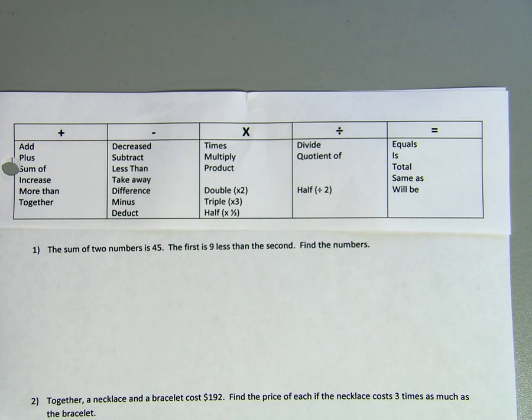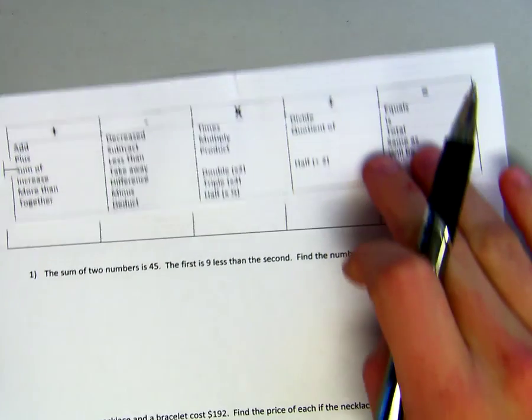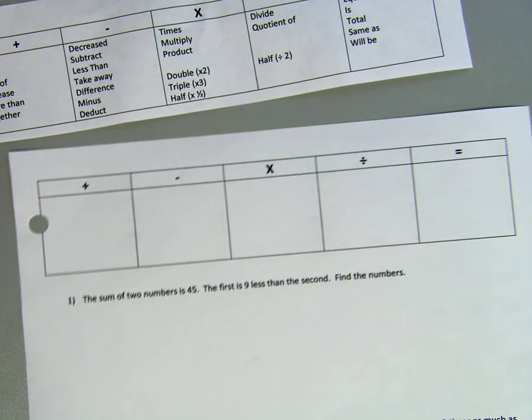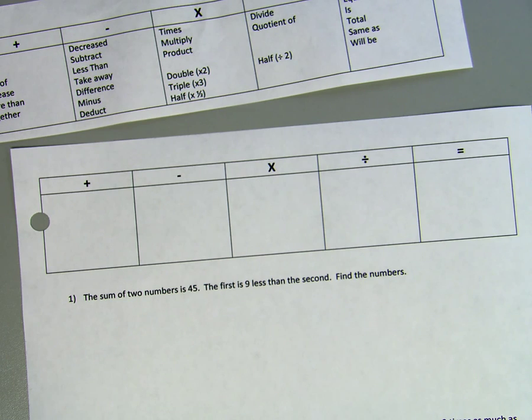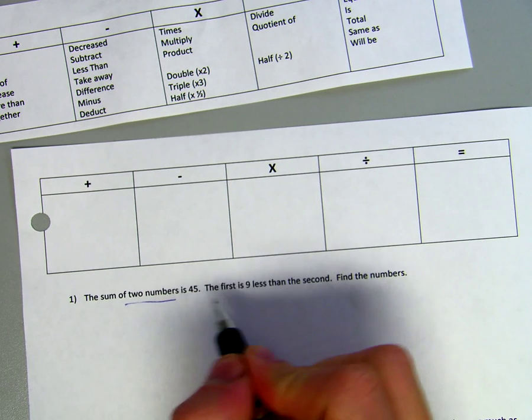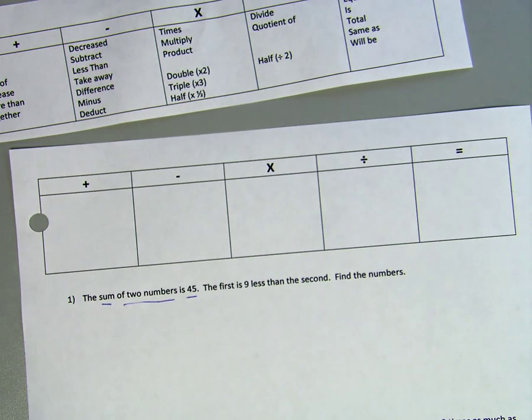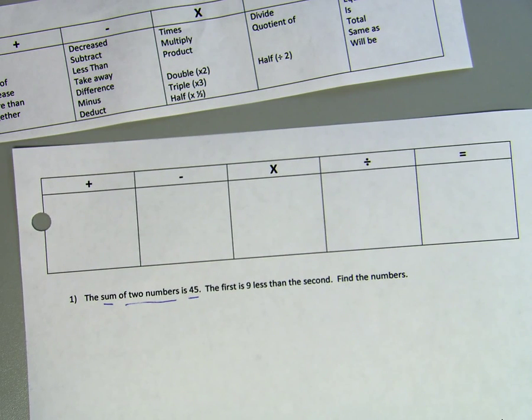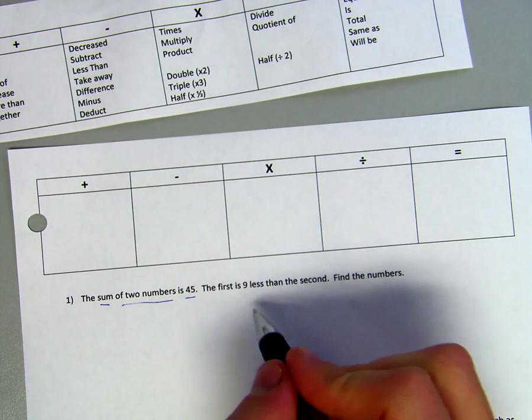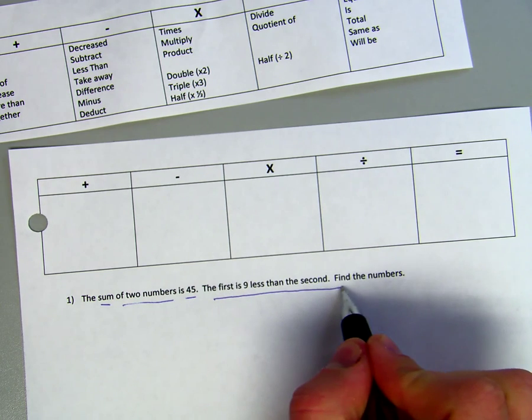Alright, the first problem we're going to do is: the sum of two numbers is 45. The first is 9 less than the second, so find the numbers. So what I'm going to do is underline any key information. So I have two numbers and their sum is 45, so that's important. The first is 9 less than the second, that's important as well.